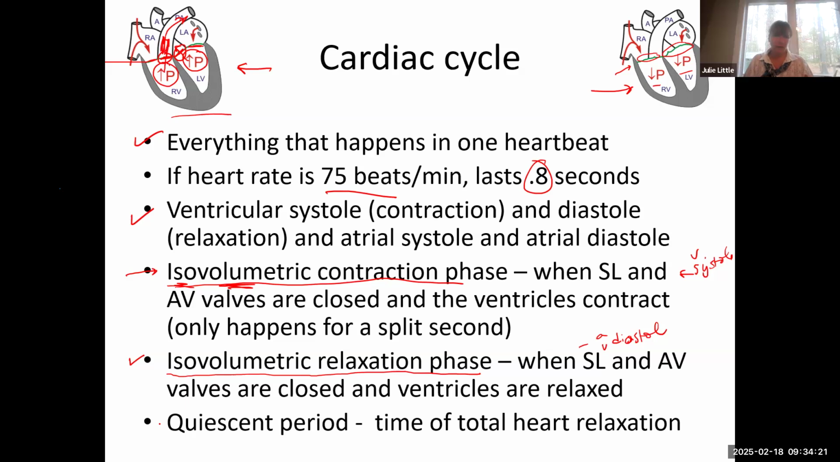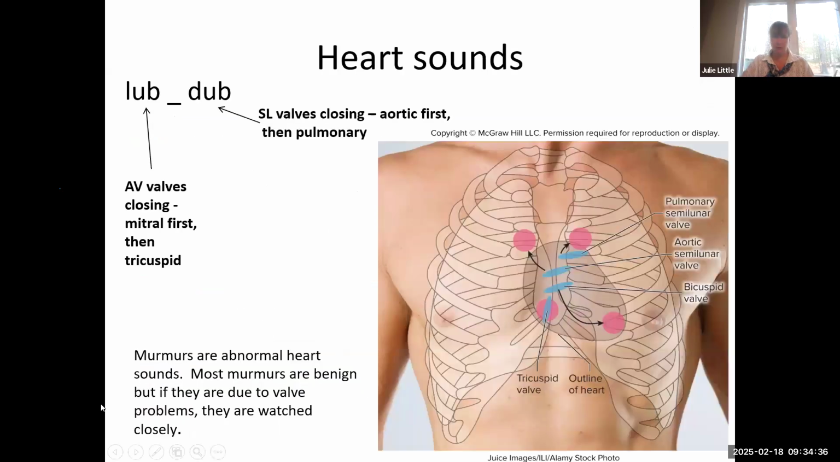Okay, moving on to our next definition, because this seems to be a lecture of definitions, the quiescent period. There is a time of total heart relaxation before the atria are going to contract and send the blood down into the ventricles before the ventricles contract. That is called the quiescent period.